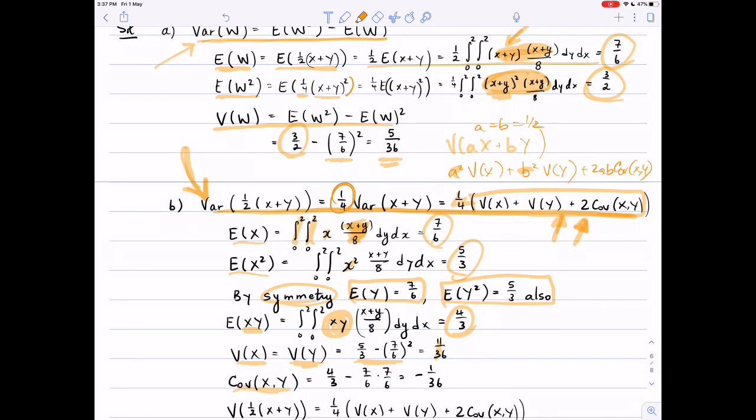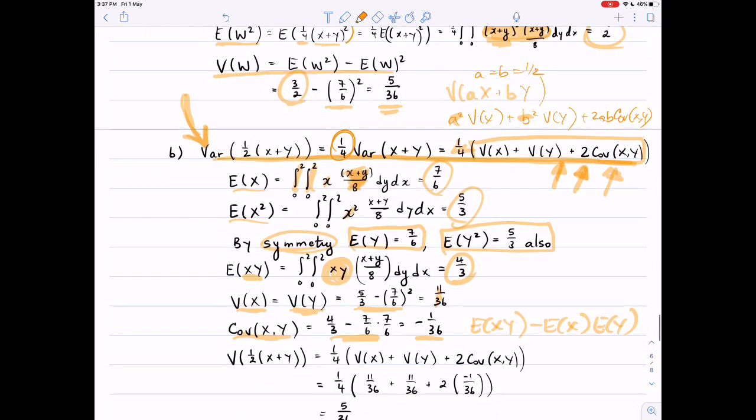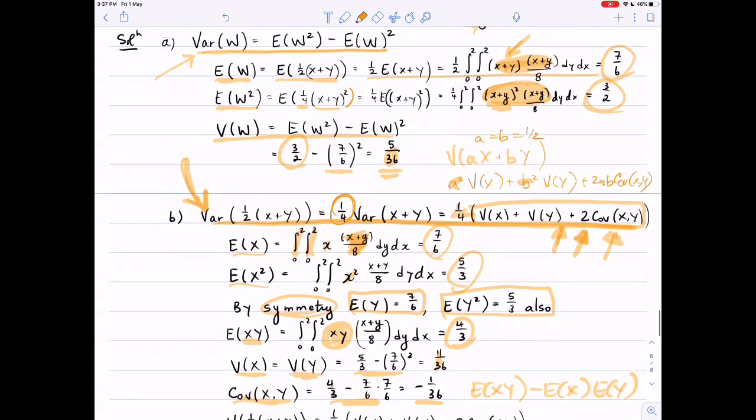The covariance is E of XY minus E of X times E of Y. That is what's going on here, and we get this value, minus 1/36. Plug that all into this formula up here, and you will see that you do, in fact, get that same answer of 5/36. So, two different ways of calculating it.